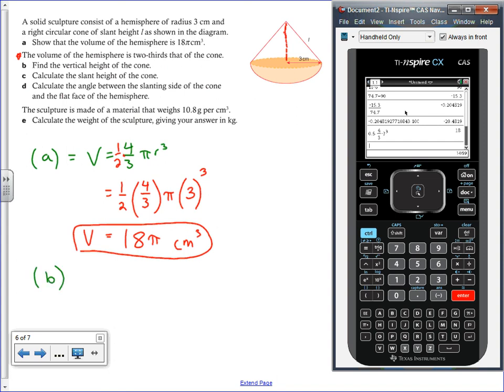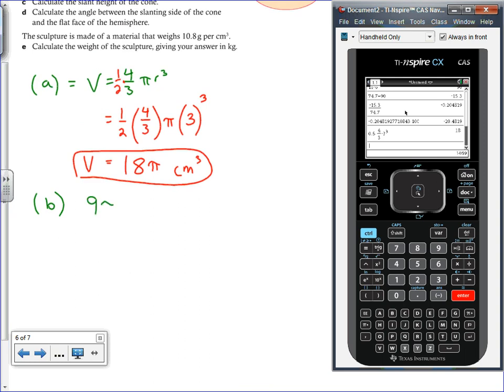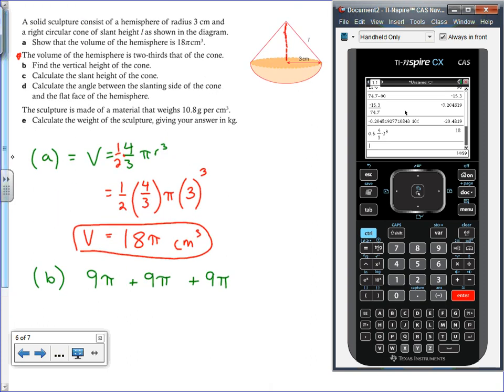Let's see, you can think of 18 pi, this is just how I think of it, as 9 pi plus 9 pi. That would be like breaking it into 2 even pieces, which means that the cone, because it's larger by 1/3, is going to be an additional 9 pi. So the volume of the cone is going to be 27 pi centimeters cubed, because the cone is larger than the hemisphere. The hemisphere is 2/3 of the cone.